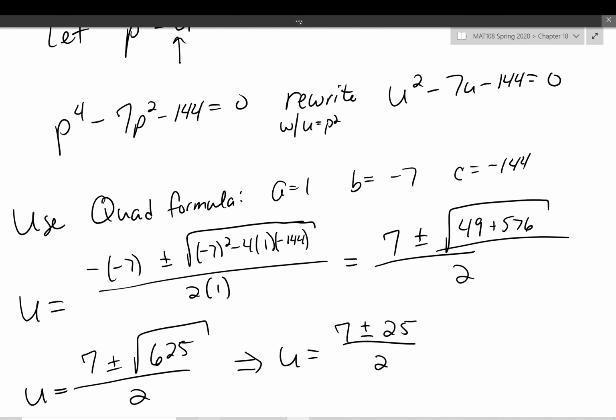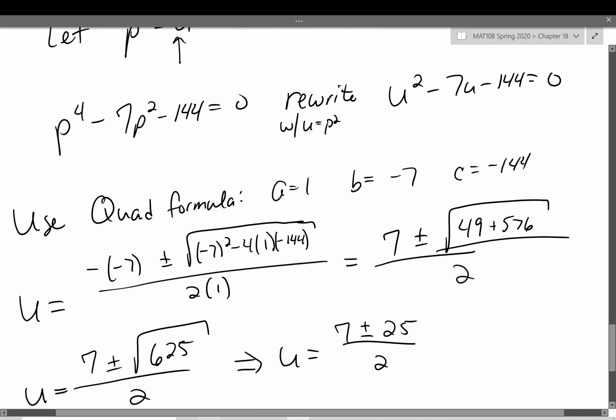And let me highlight what I'm talking about. Oh, that's the wrong thing. That's not a highlighter. That's a marker. Right here, we made this substitution. We said U equals P squared.